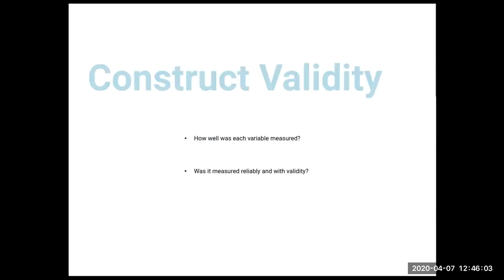So looking at construct validity, just a reminder, we ask how well was each variable measured? We have two measured variables, whether they're both quantitative or whether one is categorical. We still want to know that it was defined and measured. We have reliability and validity for each one. So the next question, was it measured reliably and with validity?